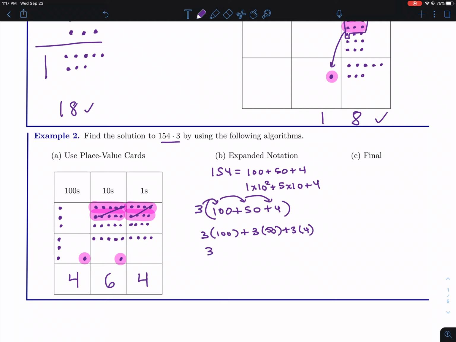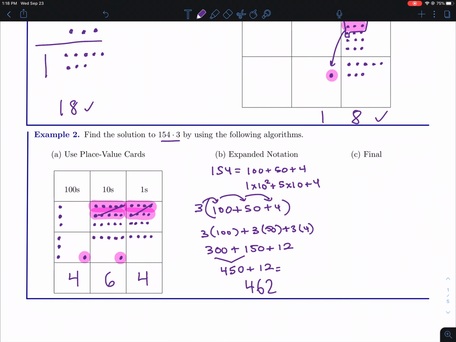So 3 times 100 gives us 300. 3 times 50 gives us 150. And then 3 times 4 gives us 12. Then we just add those up from there. So 300 plus 150 is 450, plus 12 equals 462. All right, hold on.